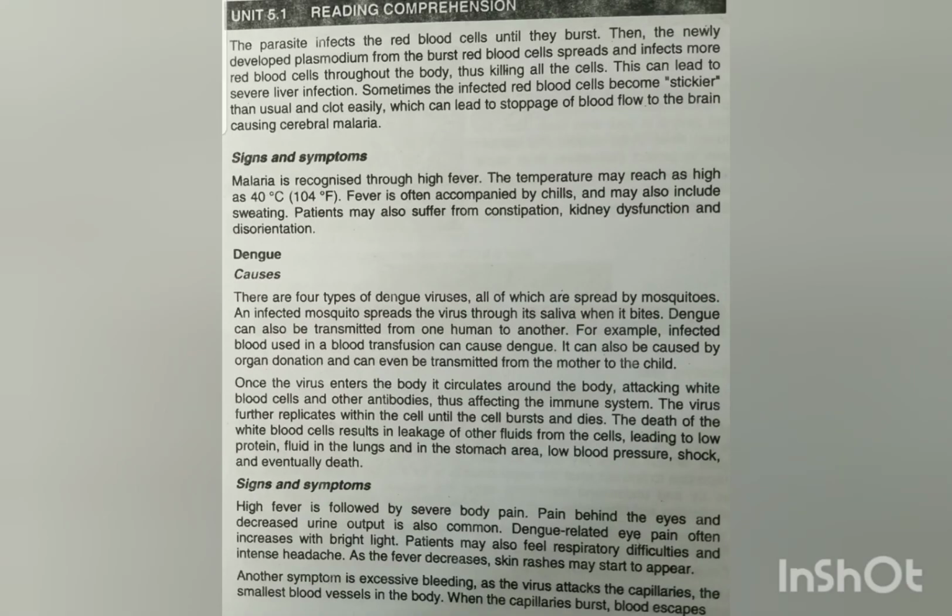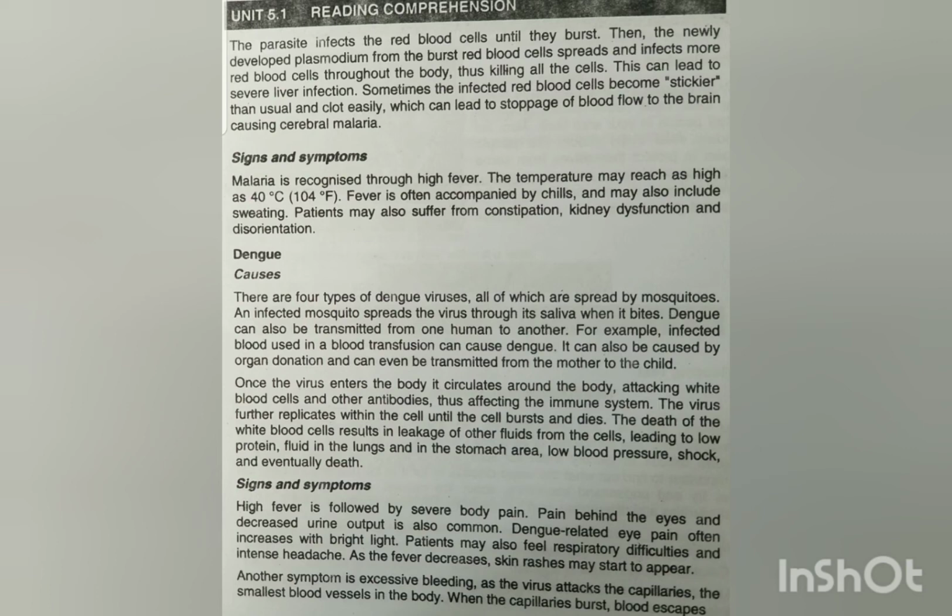Dengue. Causes. There are 4 types of dengue viruses, all of which are spread by mosquitoes. An infected mosquito spreads the virus through its saliva when it bites. Dengue can also be transmitted from one human to another. For example, infected blood used in a blood transfusion can cause dengue. It can also be caused by organ donation or can even be transmitted from the mother to the child.